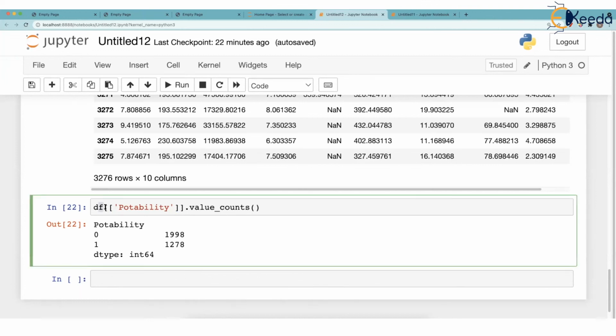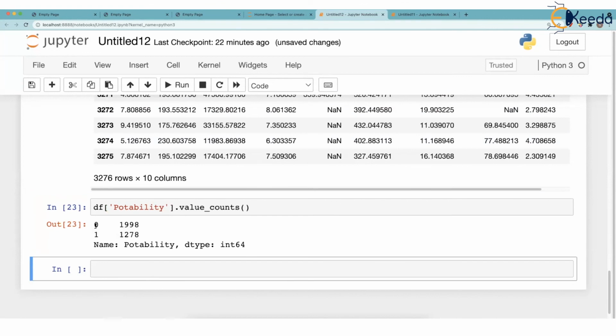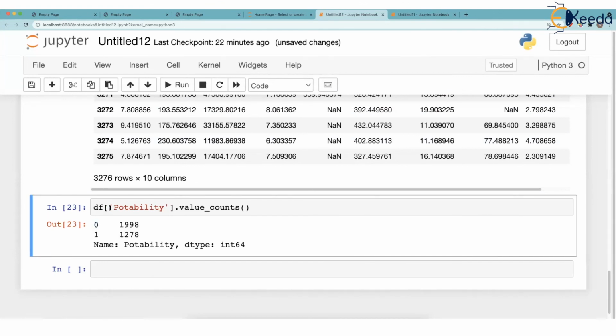So from DF, you are selecting a list of columns. When you give a list, then the heading will be shown properly. And then if potability is 0, so many rows are there. If potability is 1, so many rows are there. There is nothing bad in not giving the square bracket, but then the heading will not be shown properly, and you will wonder, what is this 0? What is this 1? So it's always better to give a list of columns in this fashion. And you can easily find out how many values are 0, how many are 1s.